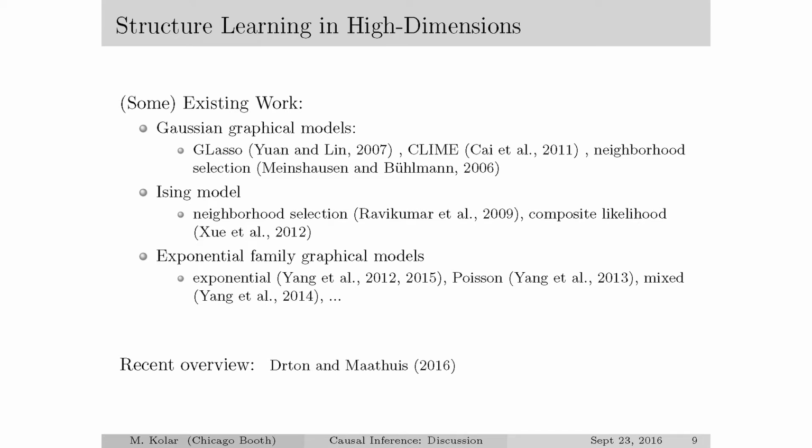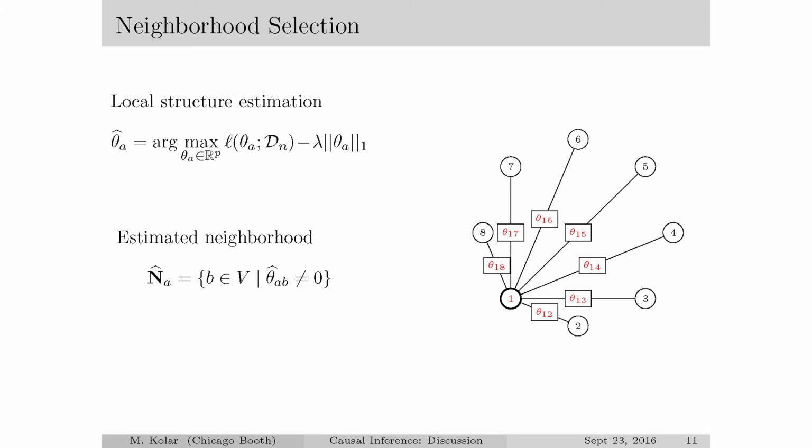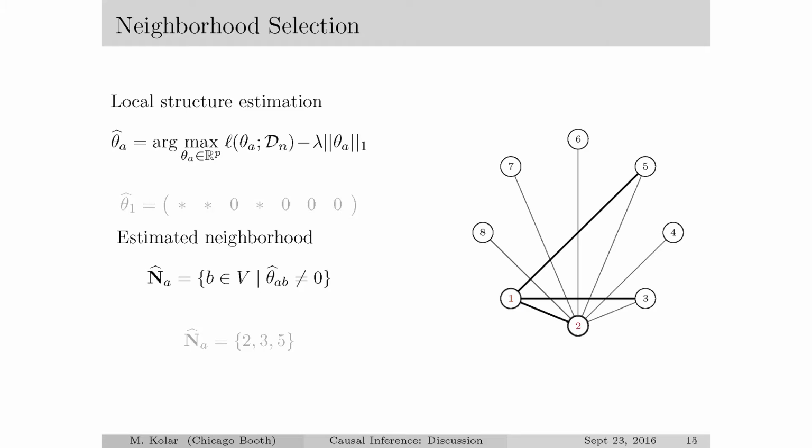So how does this work? If you are not familiar with this, maybe this is a nice overview of how some of the neighborhood selection procedures work. You start with an empty graph and you would like to learn the conditional independences. So you start from node one and run some penalized regression. If you're learning the Gaussian graphical model, you would run a regression of one node onto everything else, and that would give you a conditional independence assumption. You repeat this for every node and you end up with a graph.